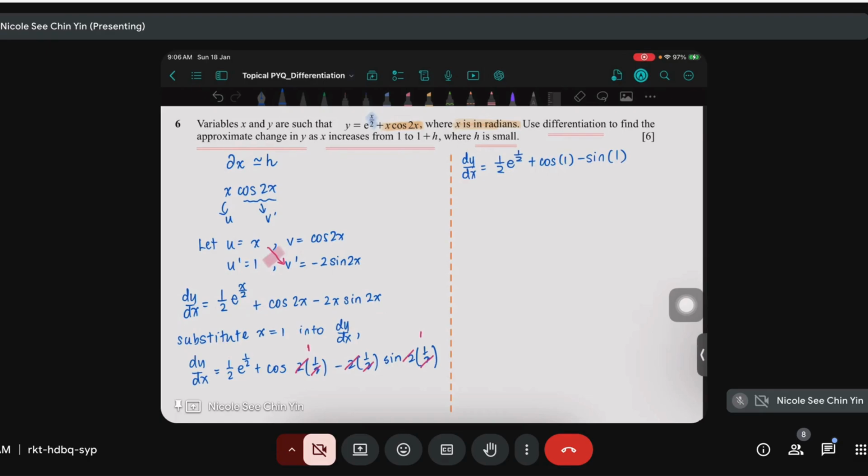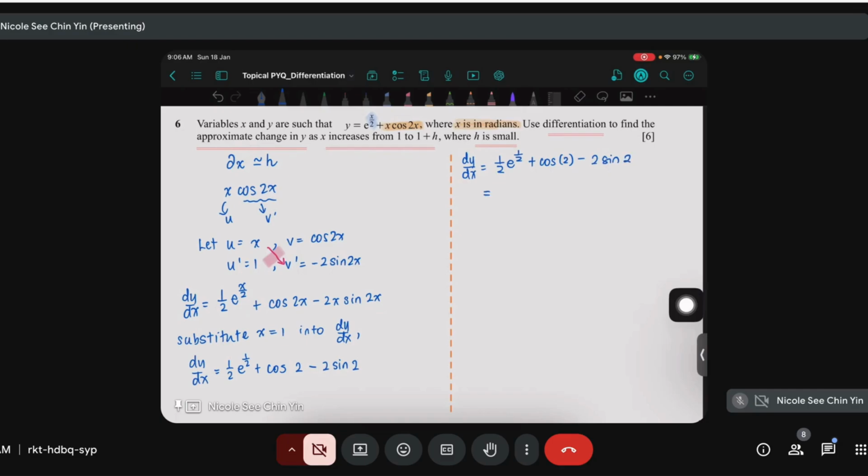Oh, sorry, here should be cos 2. I put 1 there. Cos 2 minus 2 sine 2, 2 sine 2 cos 2.